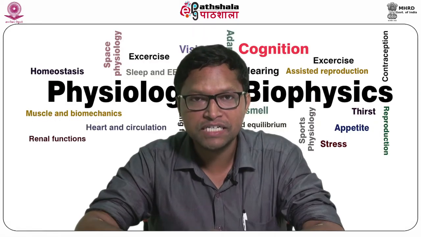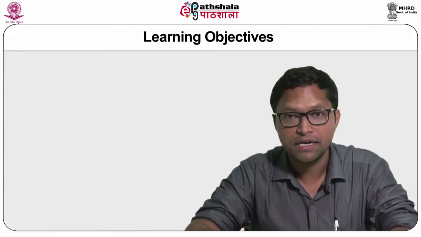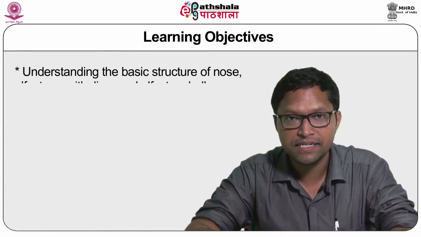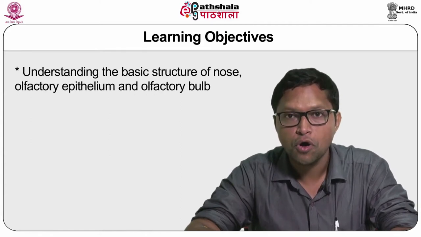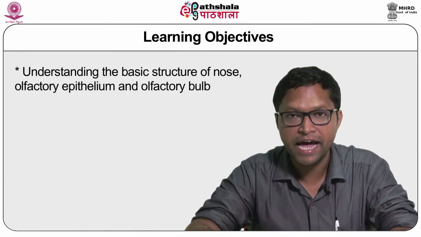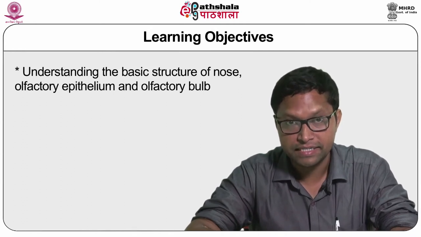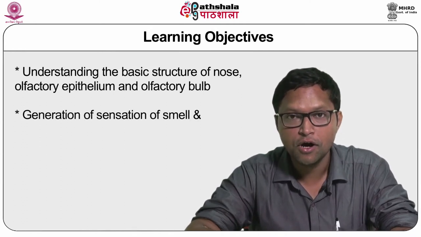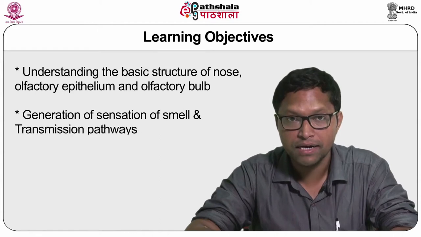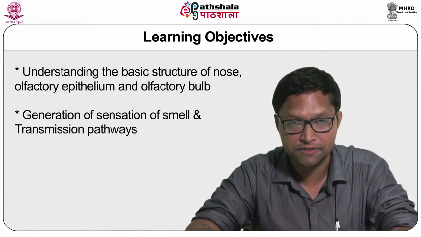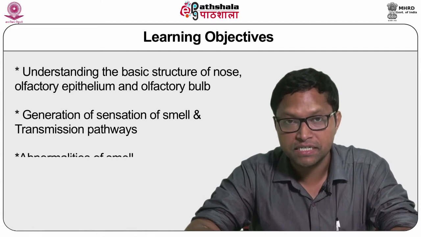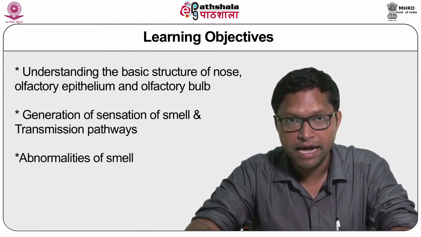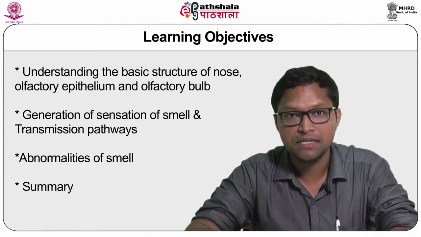Now, the main objectives of this module are understanding the basic structure of the nose, olfactory epithelium and olfactory bulb. Second is the generation of the sensation of smell and transmission pathways. Then we will be discussing the abnormalities of smell and finally the summary.